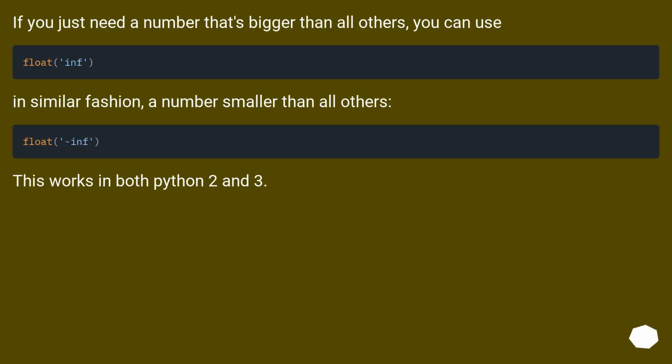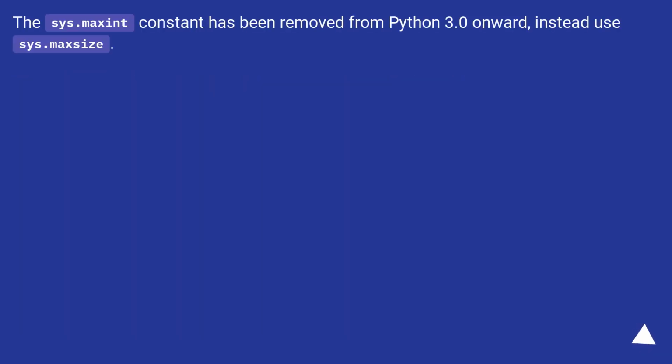If you just need a number that's bigger than all others, you can use this. In similar fashion, a number smaller than all others. This works in both Python 2 and 3. The sys.maxint constant has been removed from Python 3.0 onward. Instead use sys.maxsize.